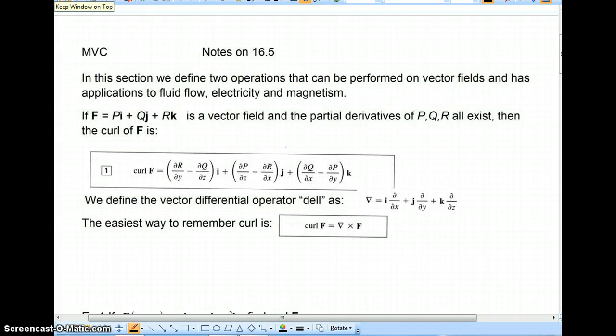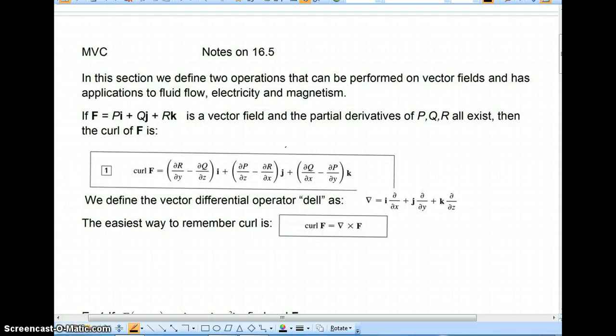We've got 16.5. What a way to wrap up right before break, doing some vector calculus fun. All right, so 16.5, we're going to learn two new operations that we're going to be using over vector fields.